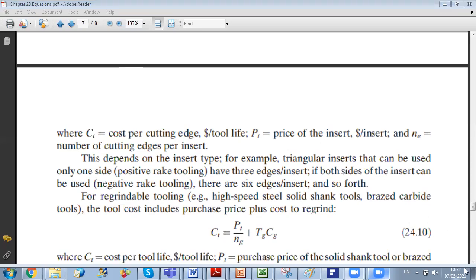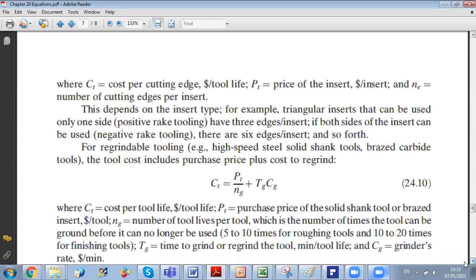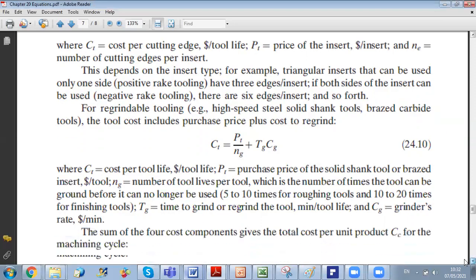PT will be the purchase price of the solid chain tool or the brazed insert, and NG will be the number of tool lives per tool, which is the number of times the tool can be ground before it can no longer be used. Sometimes, for example, we can use it 5 to 10 times for roughing tools and 10 to 20 times for finishing tools, which will significantly reduce the cost of operation. TG represents the time needed to grind or regrind the tool, where CG will be the grinder's rate in dollars per minute. So this is in general how we can find the tool cost per unit operation.